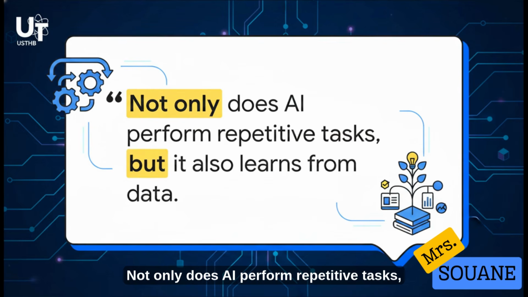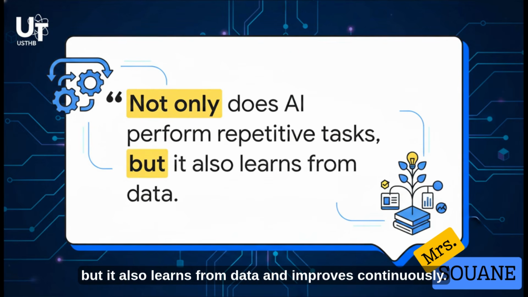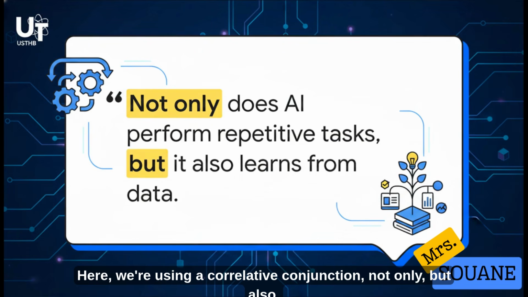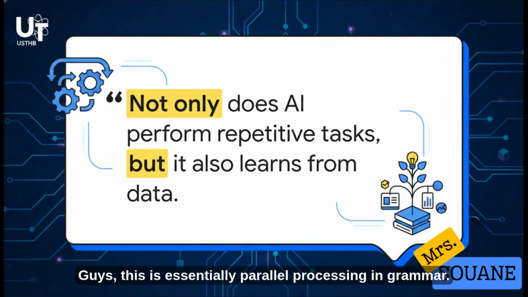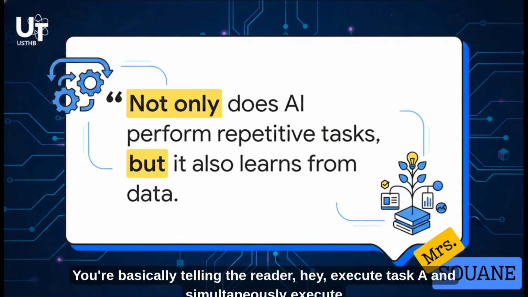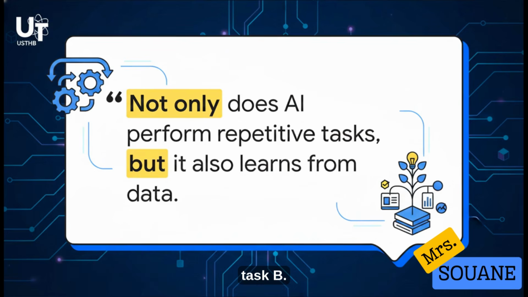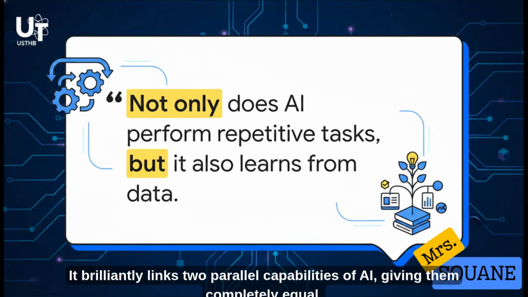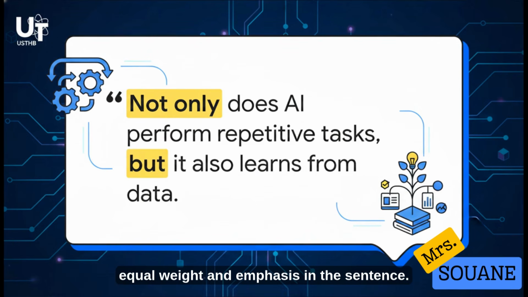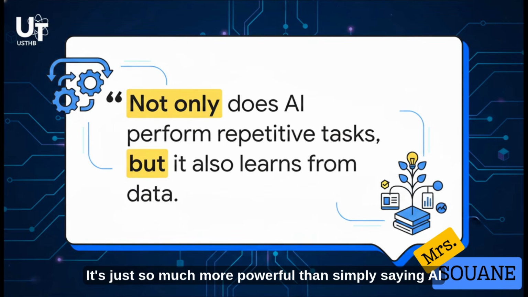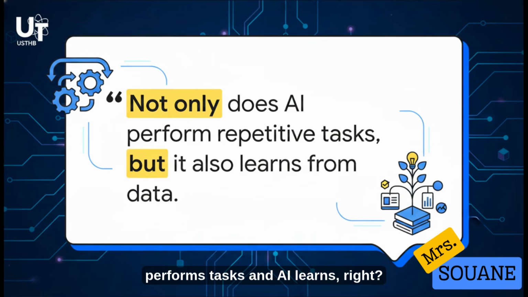Not only does AI perform repetitive tasks, but it also learns from data and improves continuously. Here, we're using a correlative conjunction, not only, but also. Guys, this is essentially parallel processing in grammar. You're basically telling the reader, hey, execute task A and simultaneously execute task B. It brilliantly links two parallel capabilities of AI, giving them completely equal weight and emphasis in the sentence. It's just so much more powerful than simply saying AI performs tasks and AI learns, right?